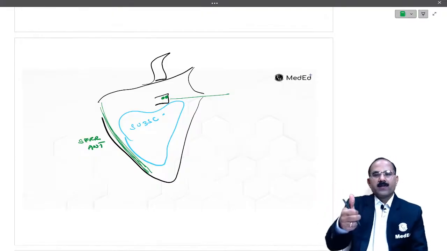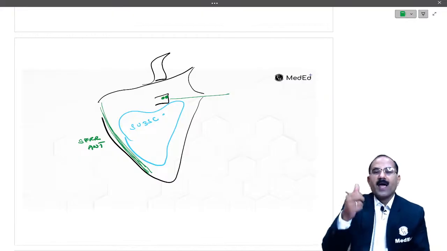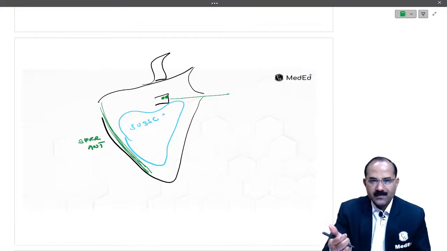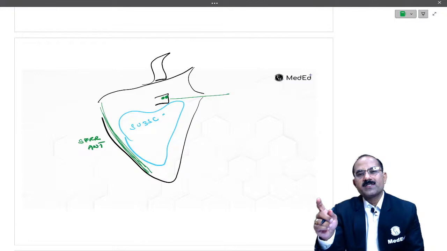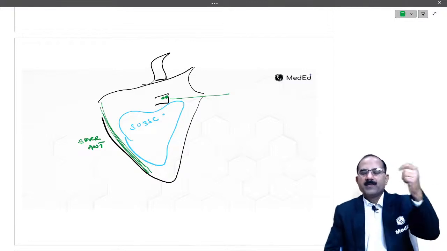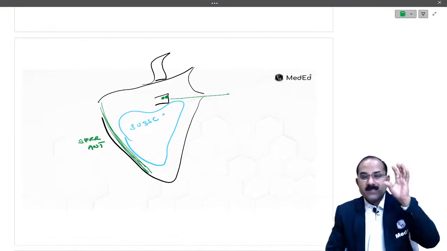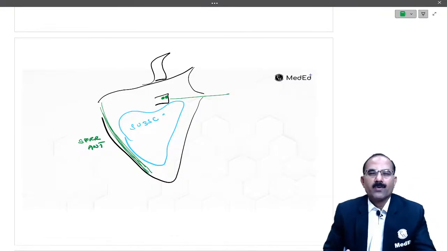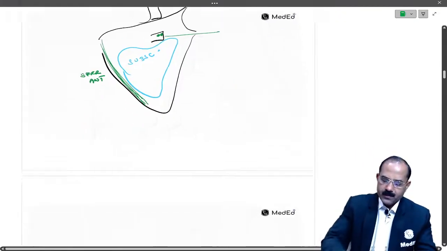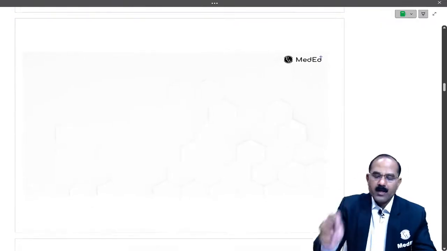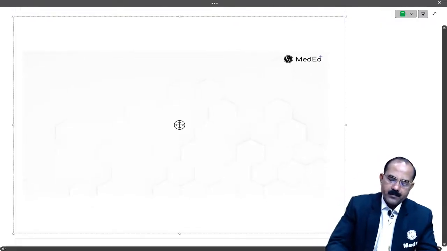Number one, the short head of biceps and the coracobrachialis, and the insertion of pectoralis minor, right? Coracobrachialis and short head of biceps begin from the tip of the coracoid process. The pectoralis minor is inserted onto the coracoid process. Clear? Scapula is clear? So scapula is a very easy bone. Remember that. So we'll start with this now.